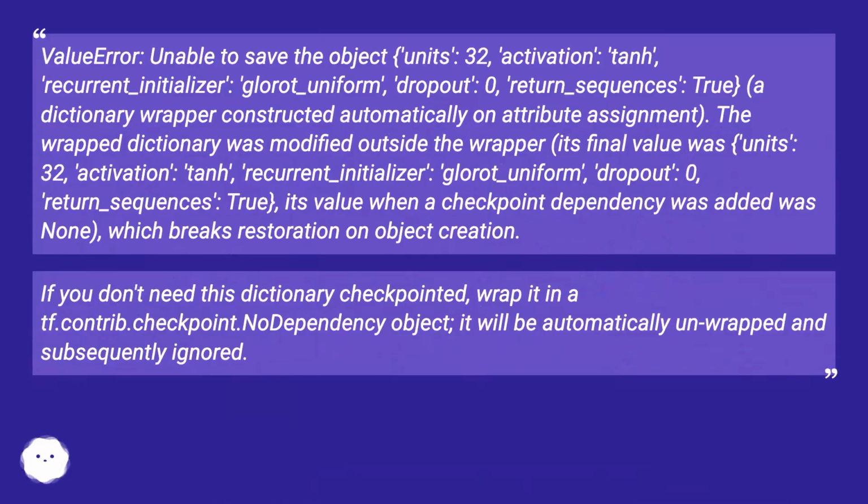ValueError: unable to save the object {units: 32, activation: tanh, recurrent_initializer: glorot_uniform, dropout: 0, return_sequences: True}, a dictionary wrapper constructed automatically on attribute assignment. The wrapped dictionary was modified outside the wrapper, its final value was {units: 32, activation: tanh, recurrent_initializer: glorot_uniform, dropout: 0, return_sequences: True}, its value when a checkpoint dependency was added was None, which breaks restoration on object creation. If you don't need this dictionary checkpoint, wrap it in a tf.contrib.checkpoint.NoDependency object, it will be automatically unwrapped and subsequently ignored.